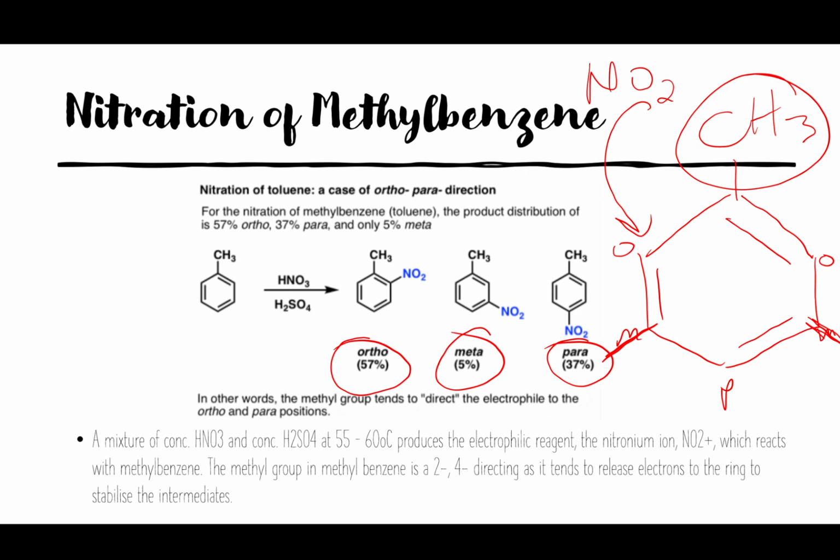So what we're saying is that when we add the nitronium ion to the 2 position, or the 4 position, the methyl group itself is able to release electrons to stabilize the intermediates, but it cannot do that when it's at the meta position. That's why it's so unlikely. All right.